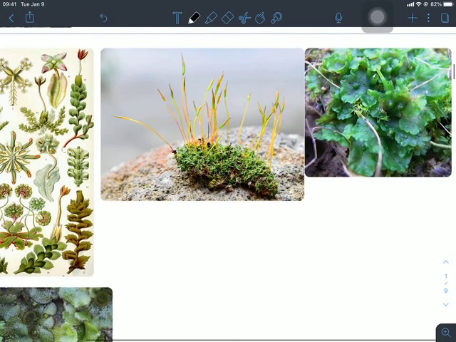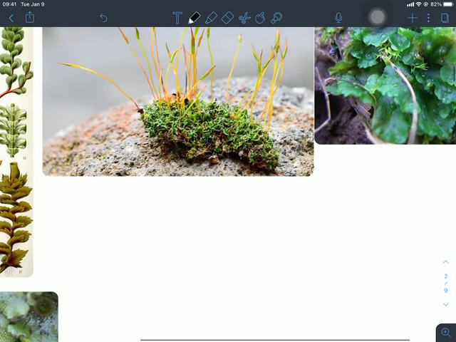Now, for some vocabulary in terms of anatomy, I'll first introduce you to the term thallus, or thalli. The thallus refers to the undifferentiated body of a gametophyte.